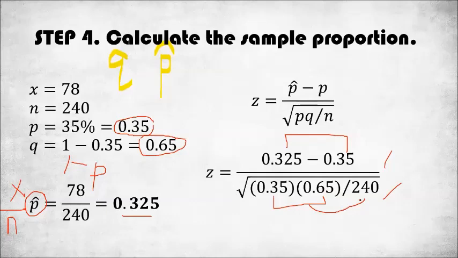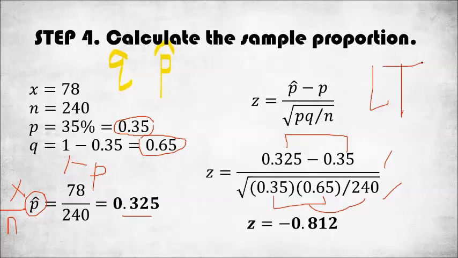And the resulting quotient is negative 0.812. Remember, we are applying a two-tailed test. So, ibig sabihin, pwedeng mag-land to the left or to the right ang ating value. And since this is a negative number, ibig sabihin, maglo-locate tayo ng value sa left tail. Doon tayo magko-compare ng digits. Okay? So, meron na tayong sagot sa step 3 and step 4.